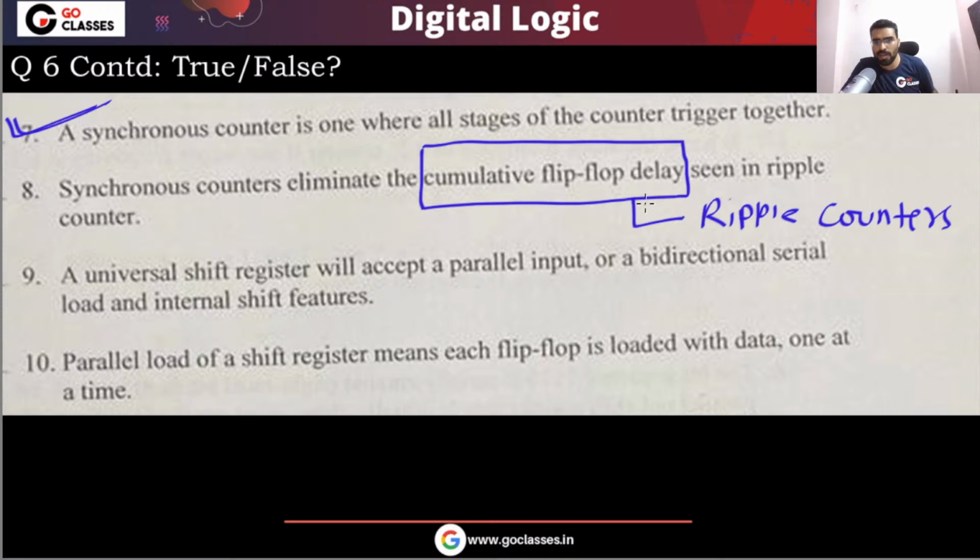Or I can say ripple counters have this problem. Synchronous counter does not have this problem. I can say, okay, you can notice synchronous counter eliminate the cumulative flip-flop delay seen in ripple counter. Yes, this is correct. So this statement is correct.